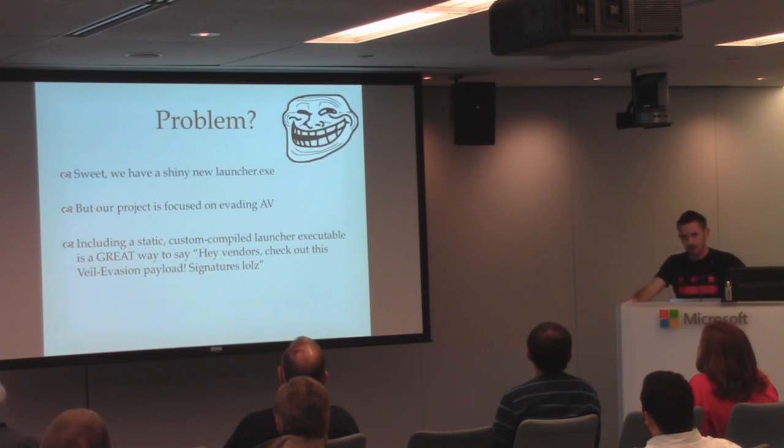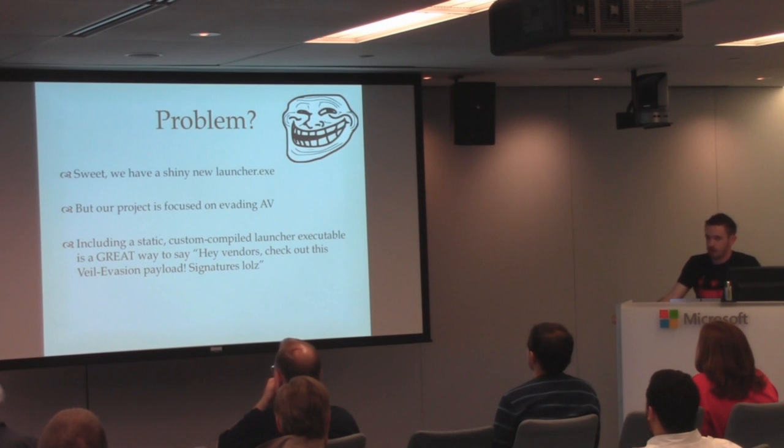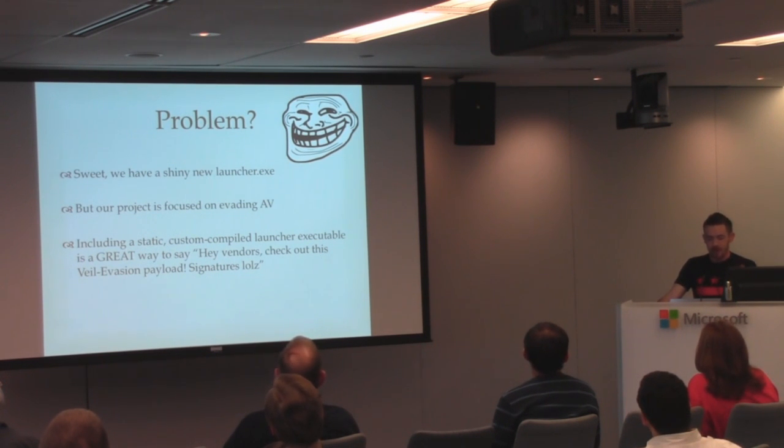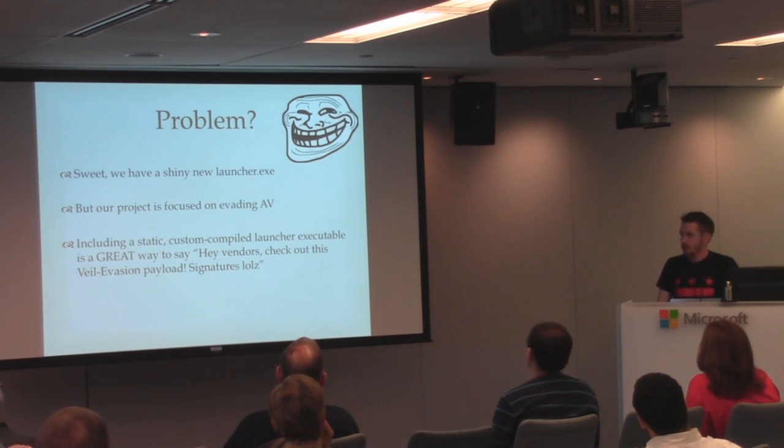So, awesome, there's this little launcher, it's great, it lets us run more injection methods on more environments and different machines. But our project is supposed to be focused on evading antivirus. And if you have a static, uniquely compiled little executable, it's a great way for a vendor to write a signature, even just a static signature, just for this, and it will only match Veil-Evasion payloads. That's why we didn't include a recompiled version with the tool. We just told people how to do it themselves, because it would be throwing a softball to any vendor who says, let me just MD5 the first 200K of this, and then you see it's a failed thing.